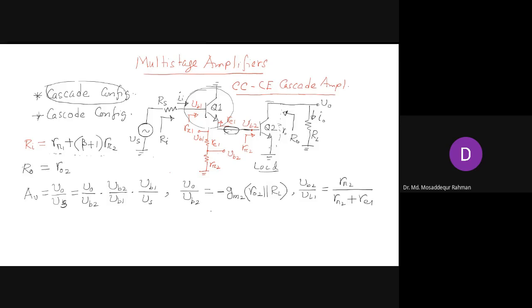If you want to replace the whole of Q2 and just show the equivalent circuit for Q1, Q1 doesn't know what is connected. You have connected Q2, but Q1 doesn't know if it is a transistor or a resistor, whatever. So if we replace this whole thing by an equivalent resistance, the current, voltage, everything remains the same, nothing will change. Do you get that point? Yes, sir.